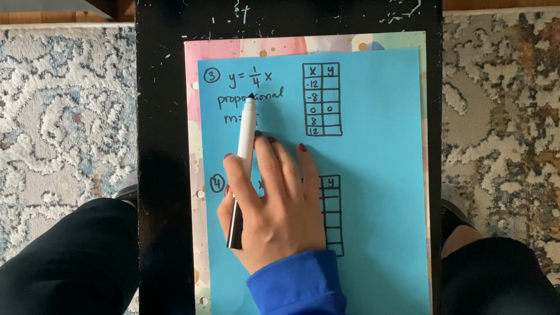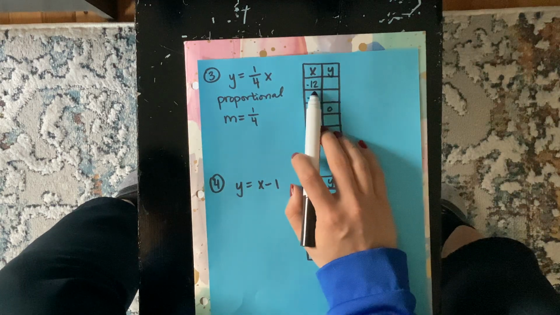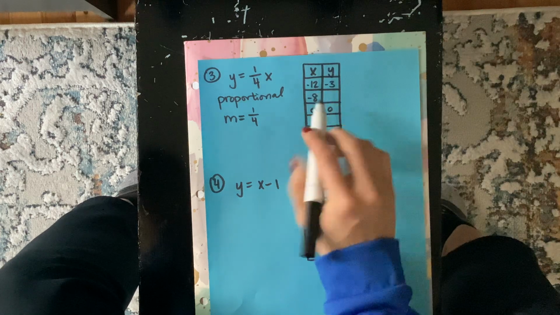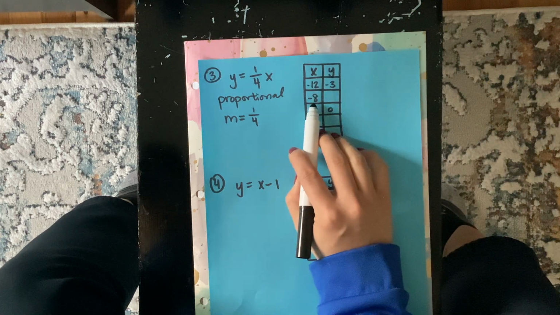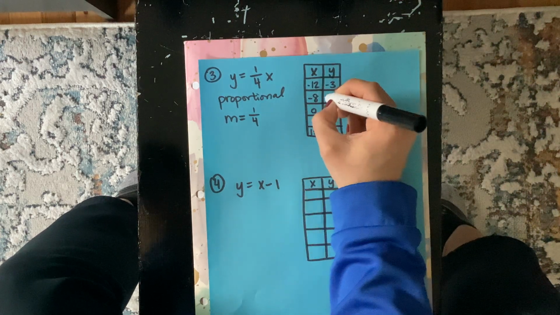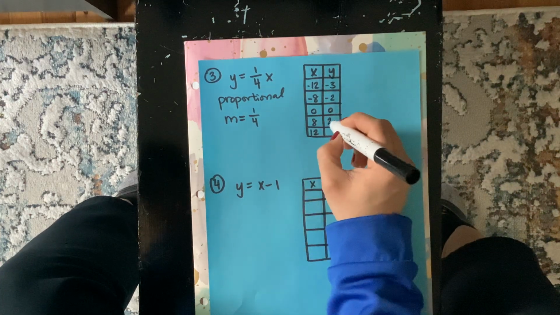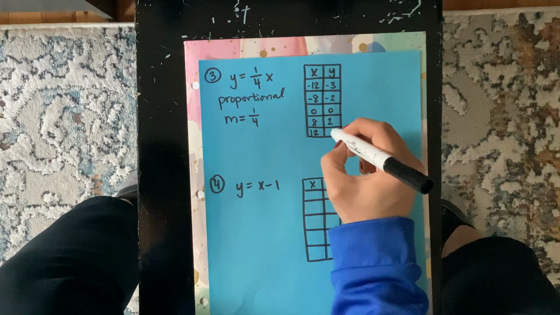And then to figure out your y value, your rule is 1/4. When you're taking 1/4 of something, you're dividing by 4. So -12 divided into fourths is -3. -8 divided by 4 is -2. 8 divided by 4 is 2. 12 divided by 4 is 3.